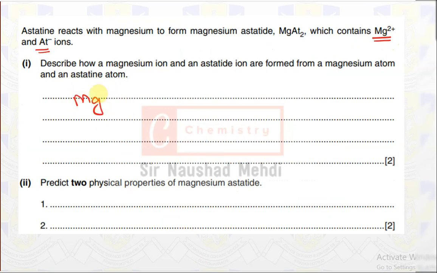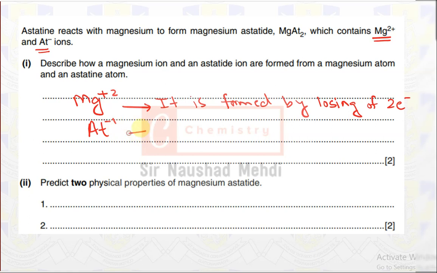It's very similar. If magnesium has a charge of +2, it means that it has lost 2 electrons. So it is formed by the loss of two electrons. Similarly, in this example, astatine has a charge of -1, so it is formed by gaining an electron. Since the charge is -1, just one electron is gained. And in the next part, they were asking you to predict two physical properties.